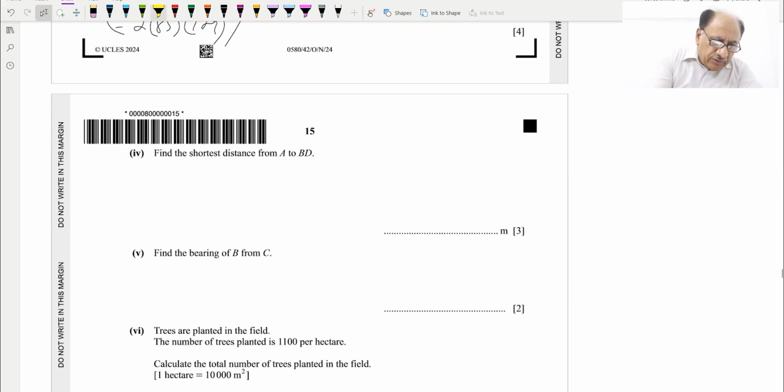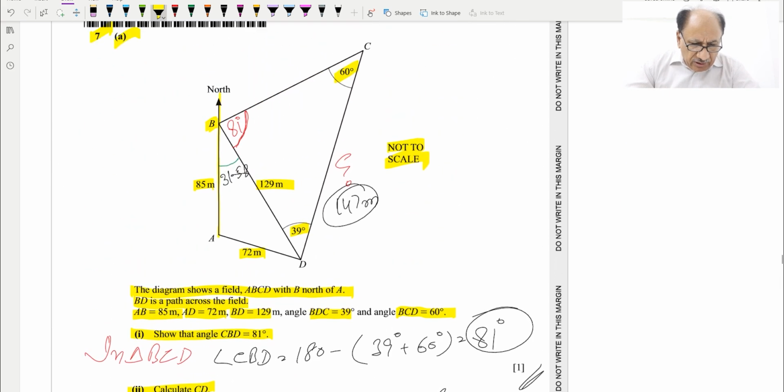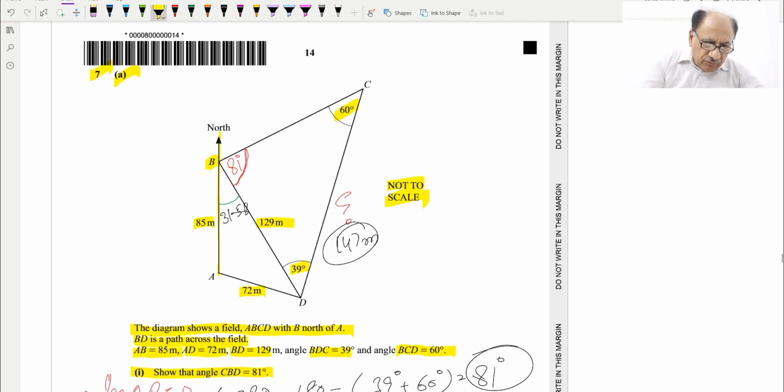Now for part 4, find the shortest distance from A to BD. For the shortest distance from A to BD, we will have to draw the straight line. For example, this is the straight line, and this is making an angle of 90 degrees.